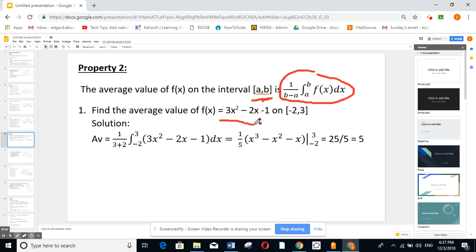Find the average value of f of x on minus 2 and 3. So I do the integral. So the average is nothing else but 1 over b minus a. So 3 minus minus 2, it will be 1 over 3 plus 2, integral from minus 2 to 3 of f of x. If you do the integral, 3x cubed over 3, it's x cubed. Here minus 2x squared over 2 is minus x squared. And the integral of minus 1 is minus x. If you replace first by 3, then minus, you replace by minus 2, you can check, you have that answer, and this is the solution.